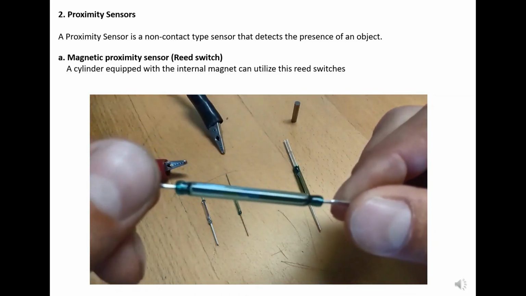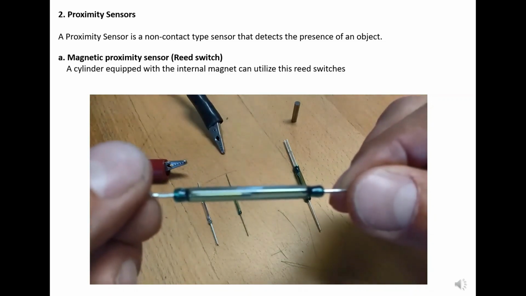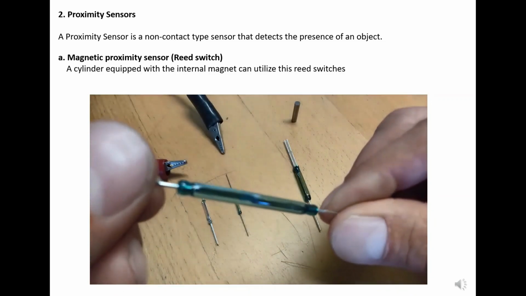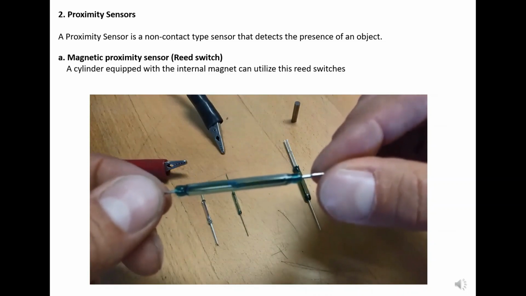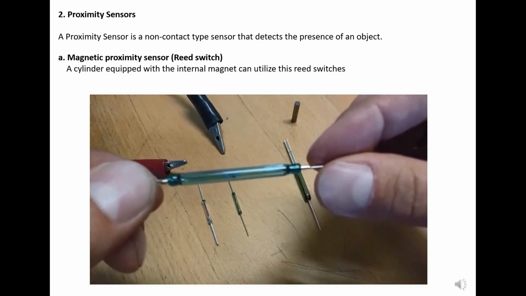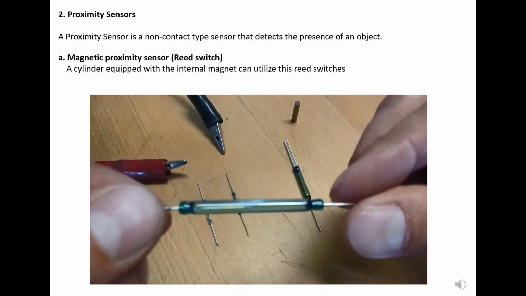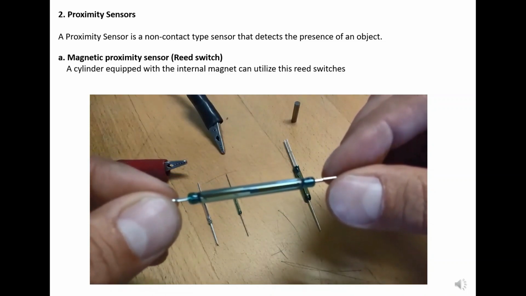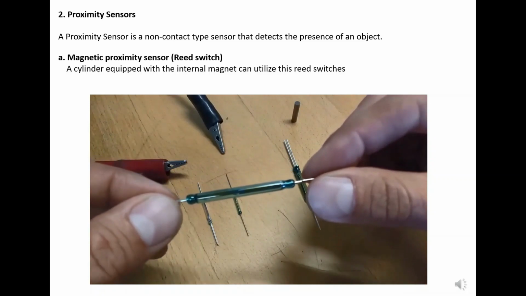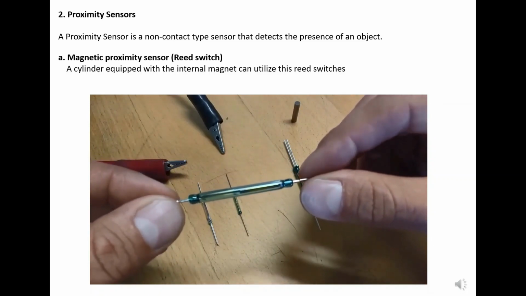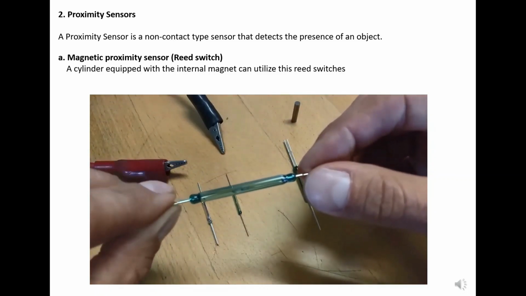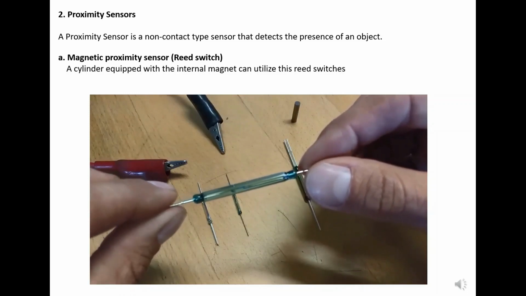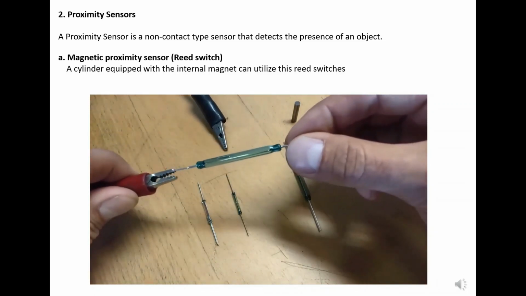You can see there are 2 contacts inside this piece of glass. The 2 contacts are not touching. They're normally open, we would call that normally open. There's no air inside, they're hermetically sealed in this glass, and the 2 contacts do not touch.